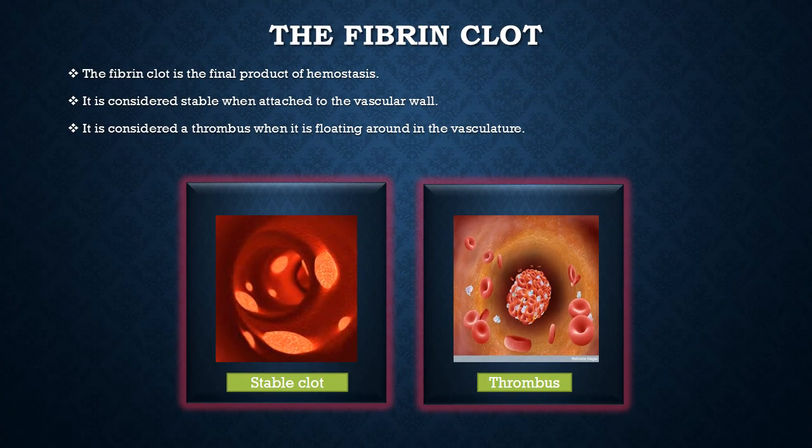The fibrin clot is the final product of the hemostatic process. It is considered stable when it's attached to the vascular wall, such as pictured on the left-hand side, but it's also considered a thrombus when it's floating around in the vasculature. The hallmark of DIC is that thrombus, because it's dislodged and it's going again into that smaller and smaller vasculature, which will again form an emboli.